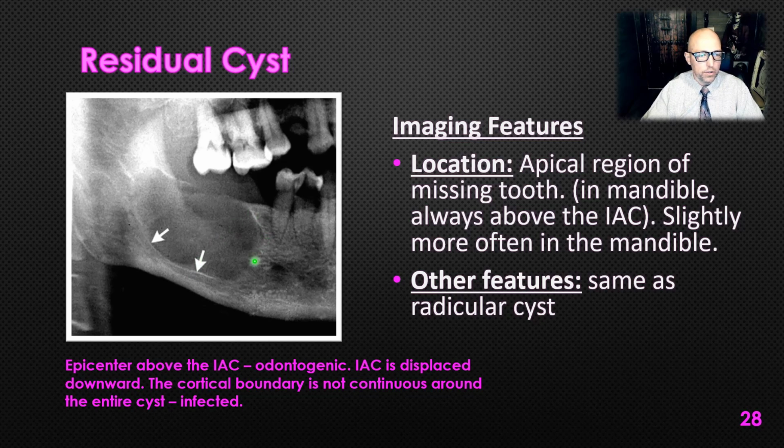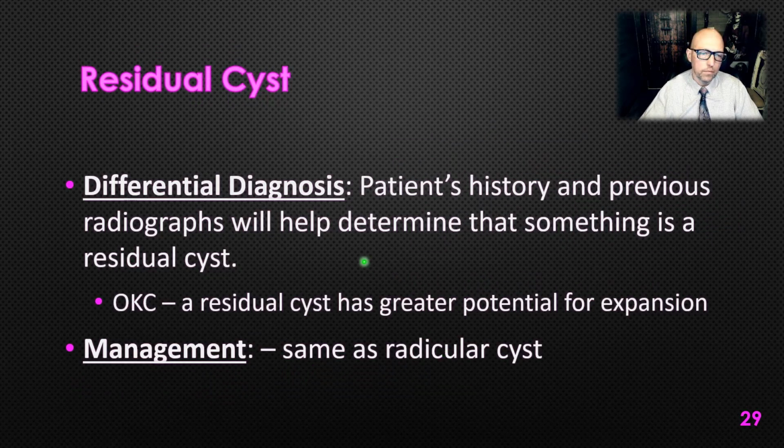Very corticated borders. Sometimes you lose that corticated border, but if you see any area where it's very well defined and corticated, you're going to have under differential more the well-defined, the benign type of thing, cysts or benign tumors. And again, we said the history is going to reveal a lot for you if you suspect a residual cyst versus OKC or any of these other things that may resemble a cyst or benign odontogenic tumor.